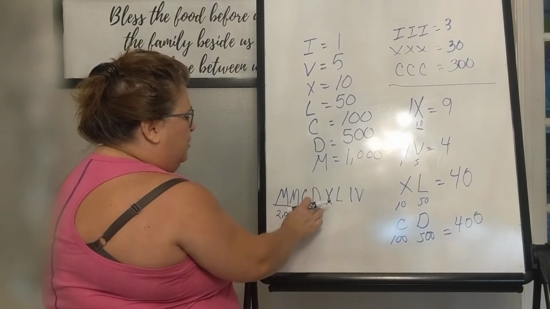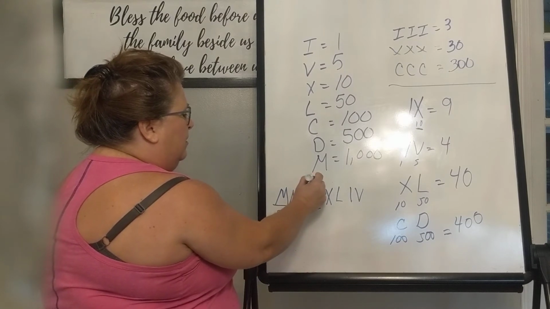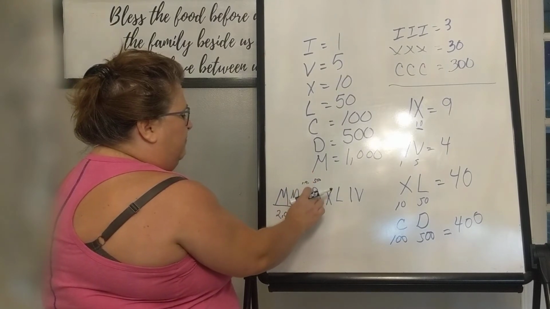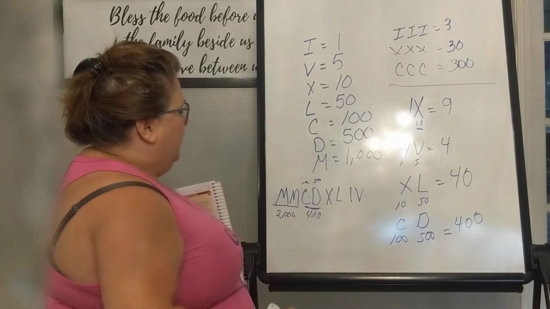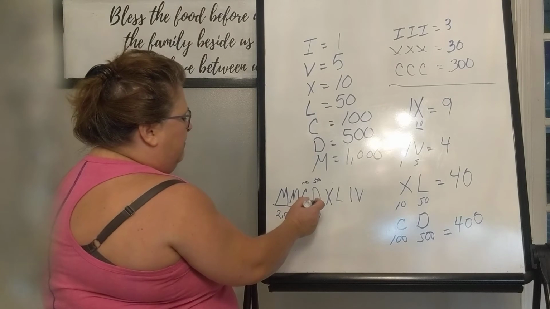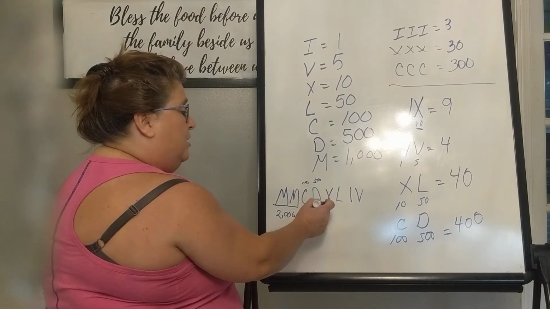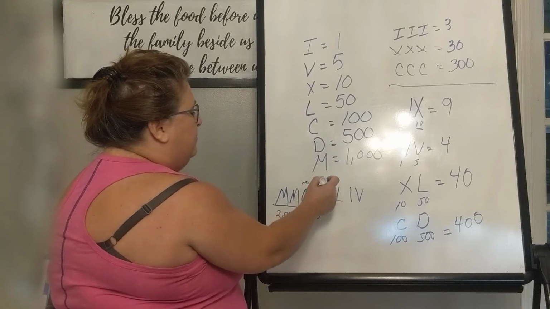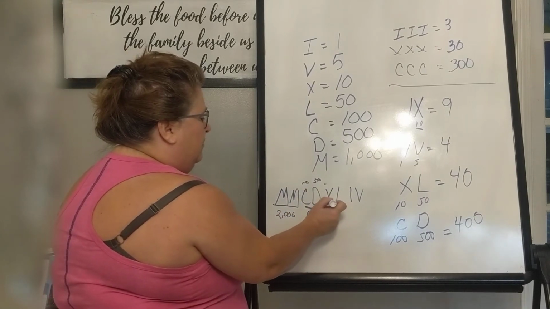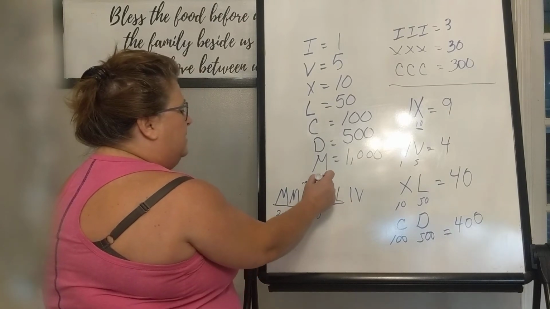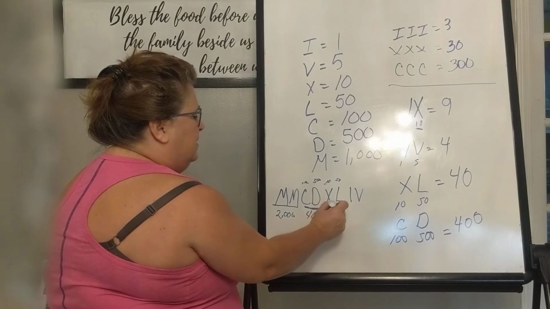D is 500, C is 100. 500 minus 100 is 400. So now we're at 500, so that's a D. And we went down to an X, we're looking good. Oh no, but now we're going back up to 50. So that X and the 50 are going to be together. We've got to figure out that digit. X is 10, L is 50. 50 minus 10 is 40.